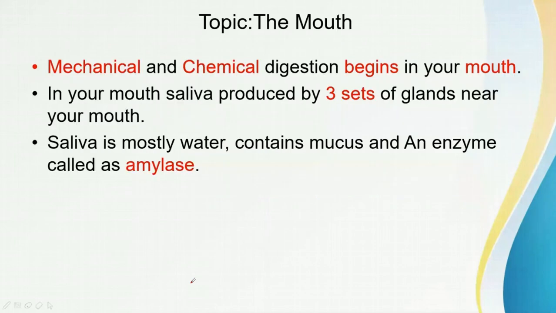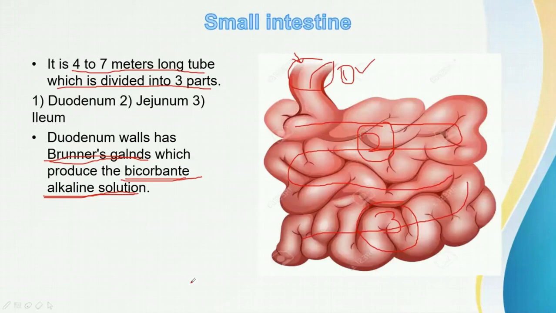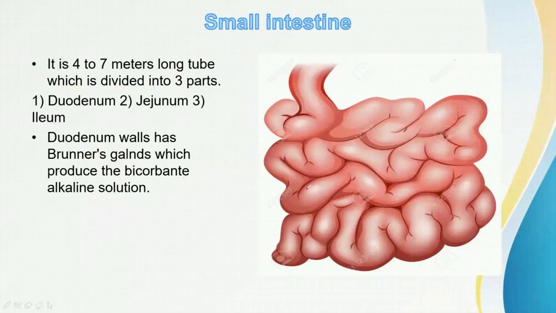Next, after the digestion, the food passes into the next part, that is the jejunum part. So this is the duodenum, where digestion takes place, then the food slowly moves into the second part, the jejunum. And the third part is the ileum. So this is the third part, and this is the second part.